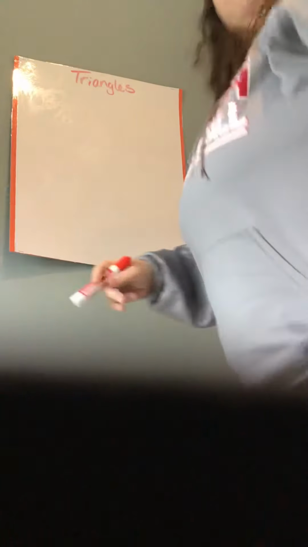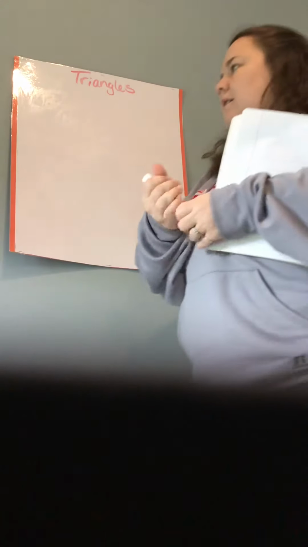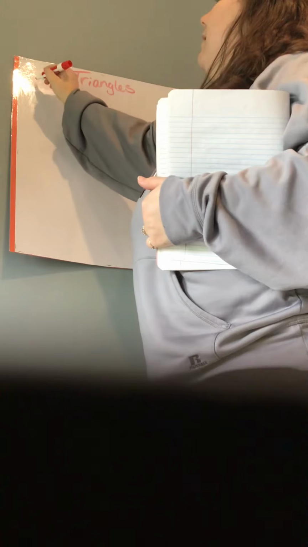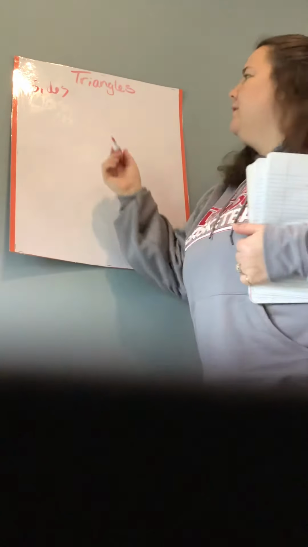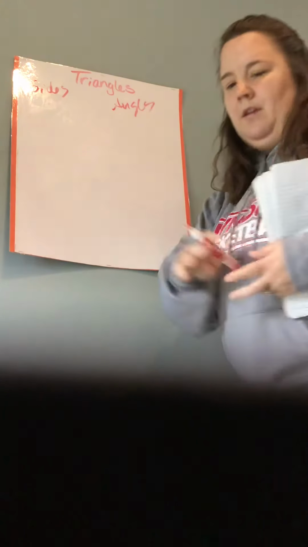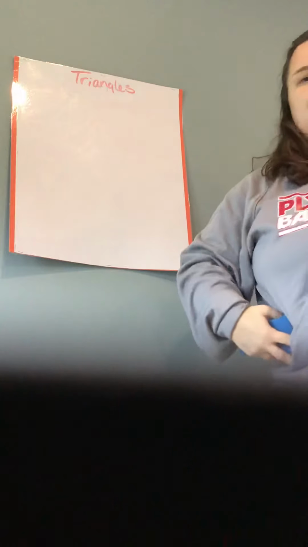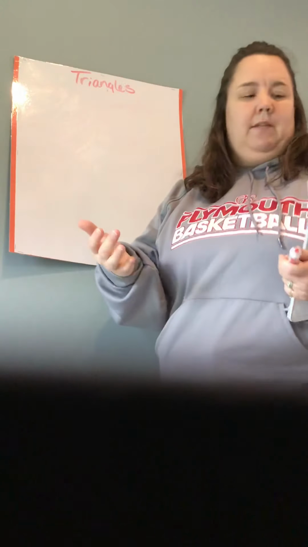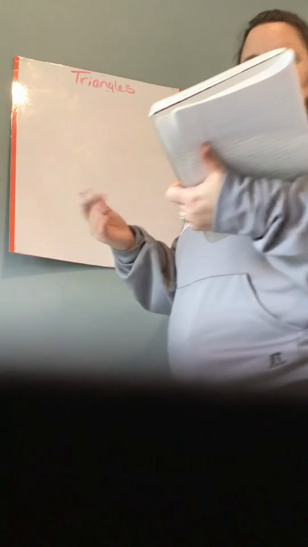All right, so now we are going to talk about triangles. All triangles are classified by two things: the length of their sides and the degrees of their angles. I've always said a triangle has a first name and a last name. Its first name tells you about the sides, its last name tells you about the angles. So let's talk about sides. There are three different things you need to know.